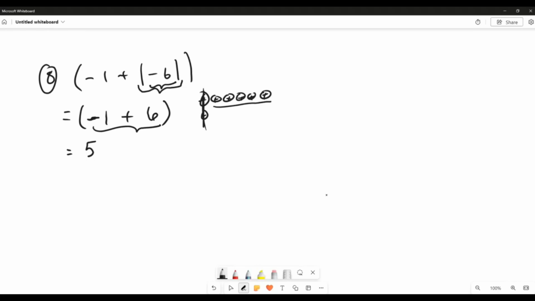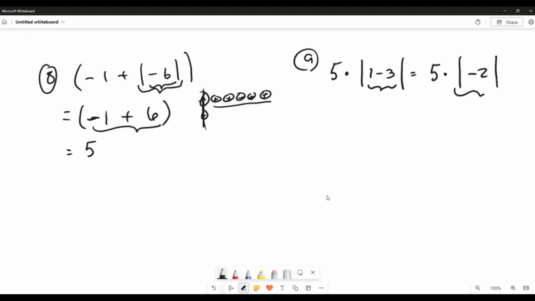Number 9. On number 9, we have 5 times the absolute value of 1 minus 3. So the first thing we've got to do is what's inside the absolute value bars. And 1 minus 3, that's positive 1, minus 3 is negative 2. Then now we've simplified everything inside, so the absolute value of negative 2 is positive 2, and we get 10.